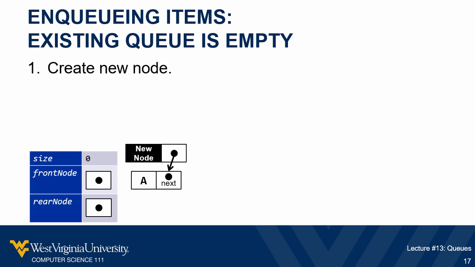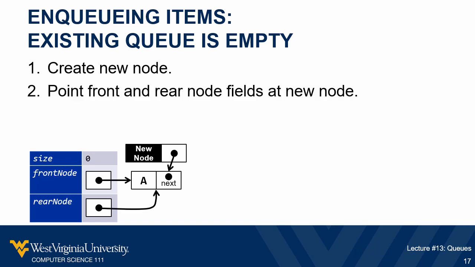With this version, we're going to create a new node to go ahead and store our value. So you can see this new node here is storing the value A. Once we have that node made, we need to go and set both the front node and rear node fields so that they go and point at that new node. And then we'll go ahead and increment size to reflect that we have a new item in our queue.